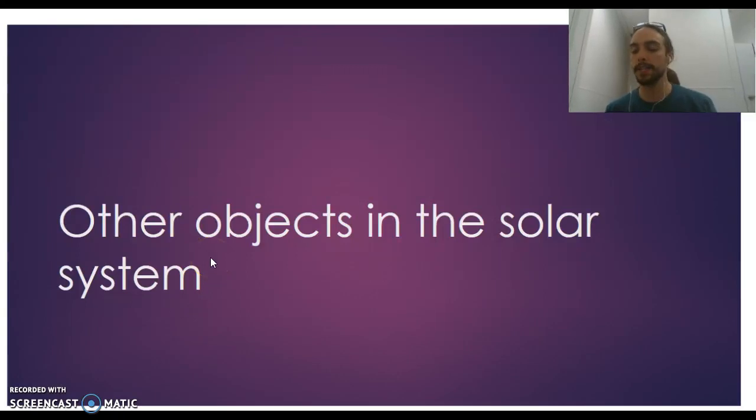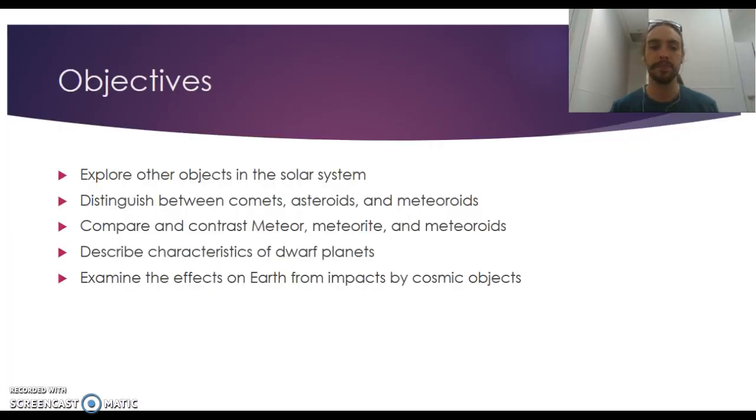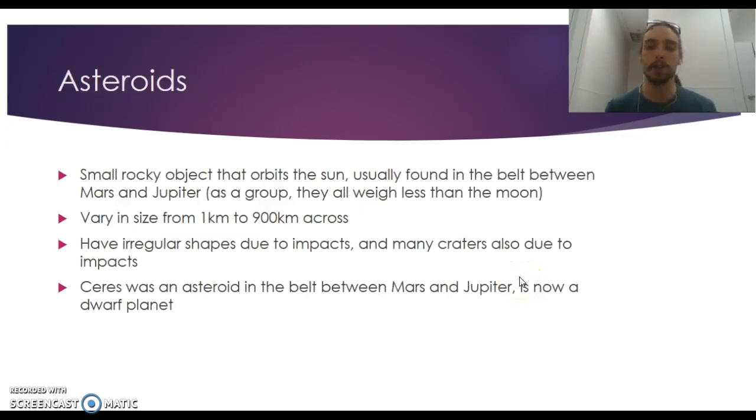All right, this is going to be the last subunit for the unit of the solar system, I think it is. This is other objects in the solar system. So the objectives are going to be to explore other objects in the solar system, distinguish between comets, asteroids, and meteoroids, and then furthermore compare and contrast meteors, meteorites, and meteoroids. And then we'll describe characteristics of dwarf planets, and finally examine the effects on Earth from impacts by cosmic objects. So, what are asteroids?